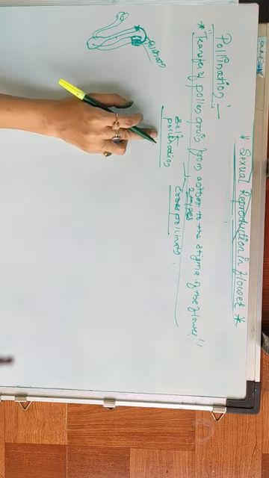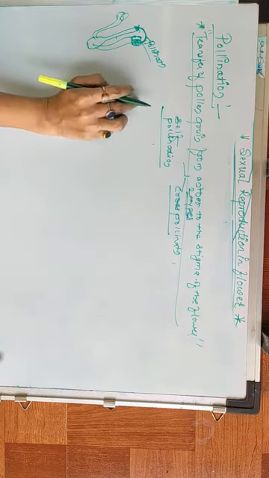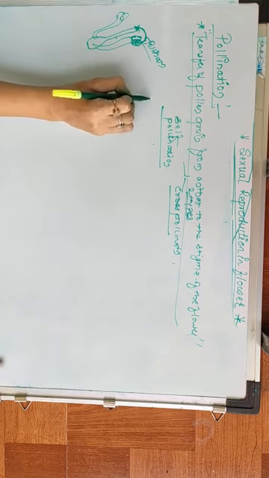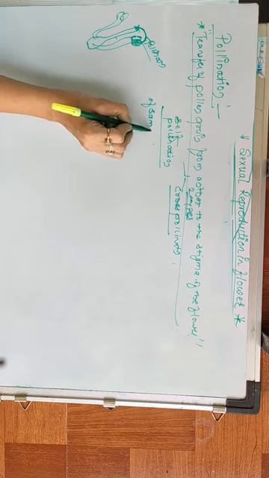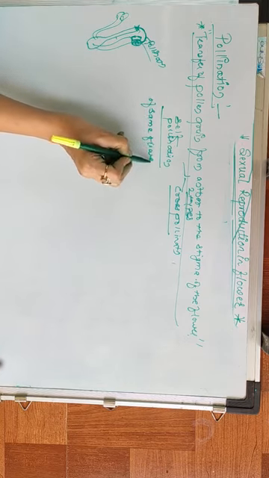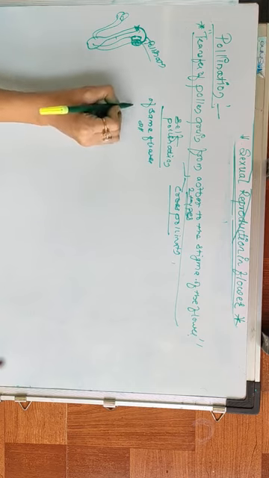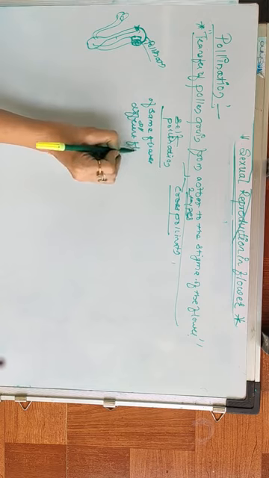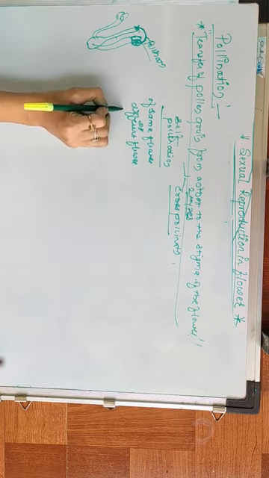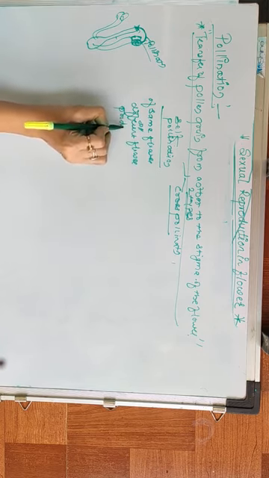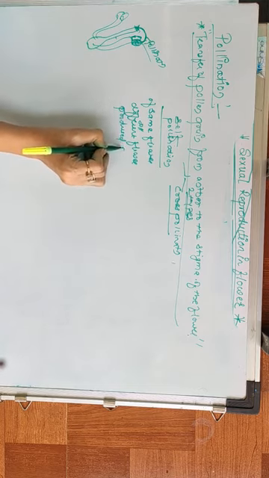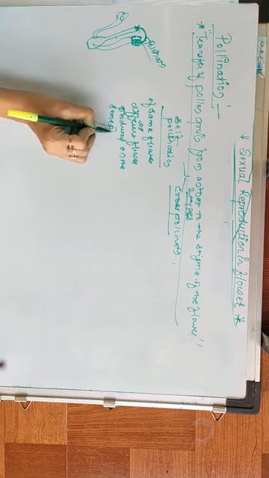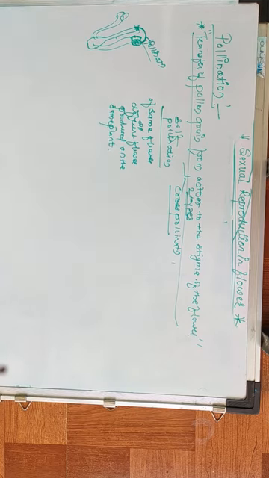What do you mean by self-pollination? Transfer of pollen grain from anther to the stigma of the same flower, or we can say of a different flower produced on the same plant, right?